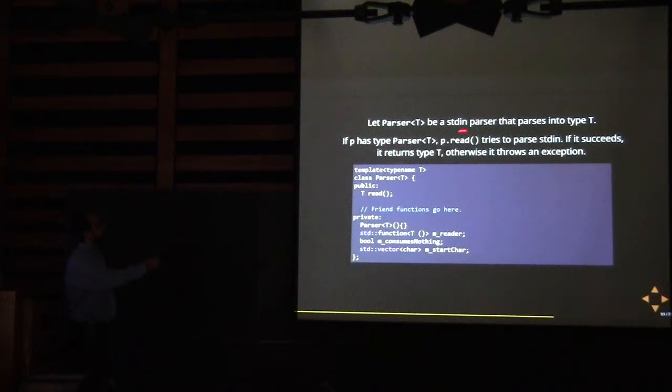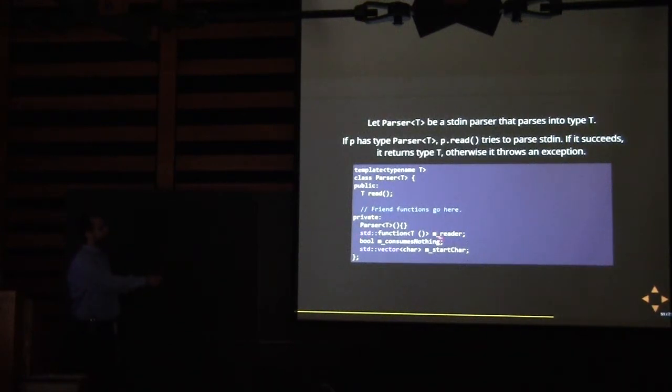So we have the special read operation, and read will try to read from standard input and produce a value of type t from it. If it succeeds, it'll return type t. Otherwise, it throws an exception. Generally, I'm not really caring that much about error handling here. There are some important members here.